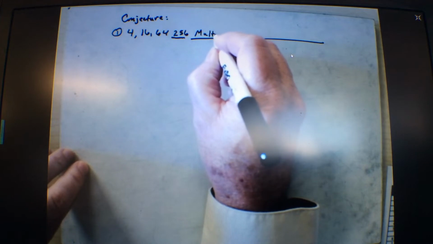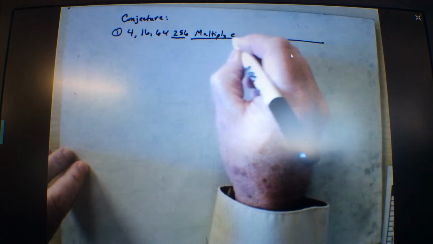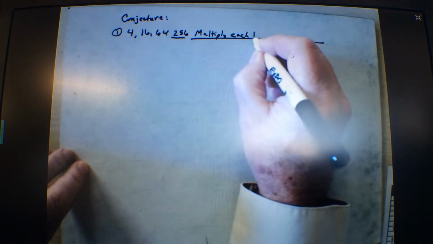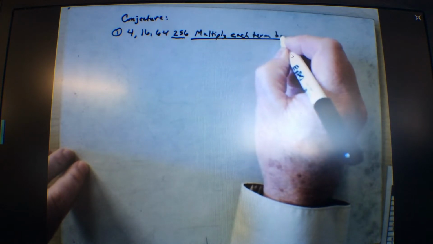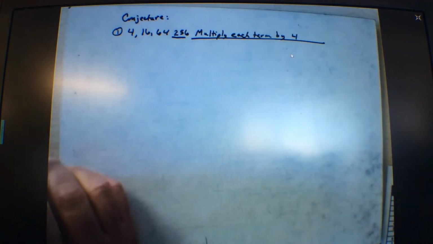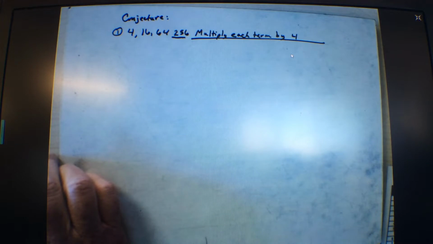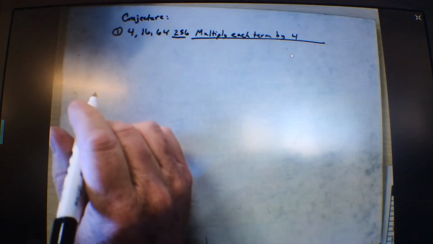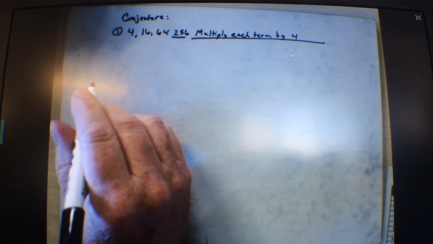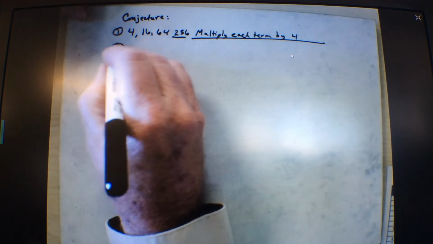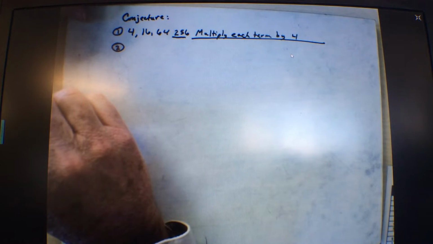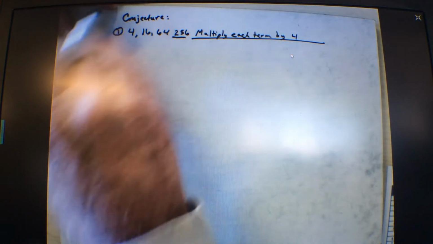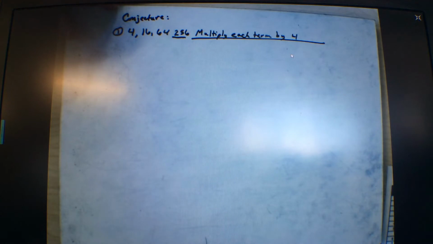Okay, multiply each term by what? I think it's by 4, isn't it? 16 times 4 is 64. Yeah. Okay. All right. So then you know how to do a conjecture. Any questions about a conjecture? Okay.